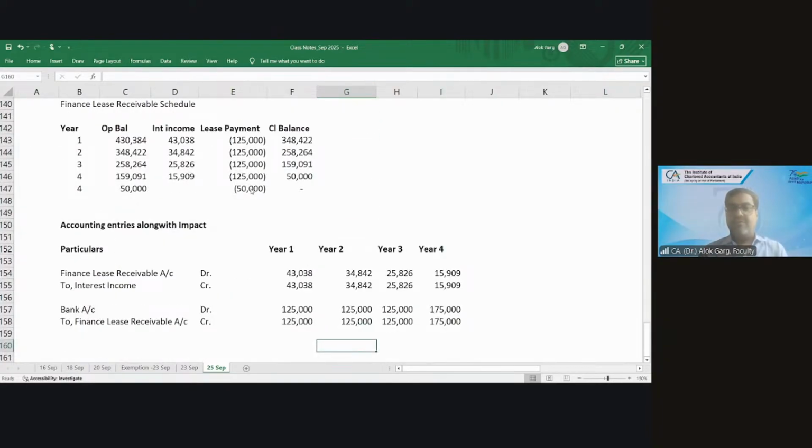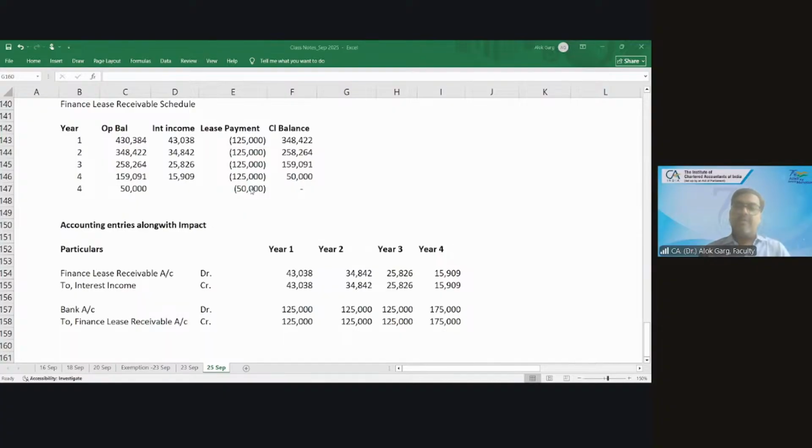Is that clear to everyone or not clear? Please tell me whether this accounting is clear. Finance lease accounting is clear, in the books of the lessor. Clear, sir.